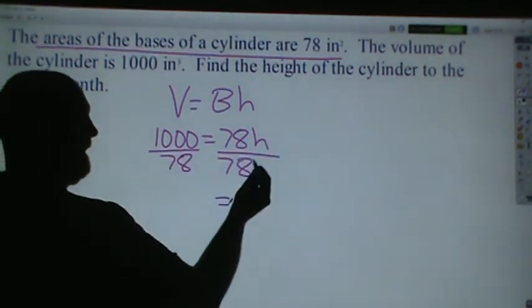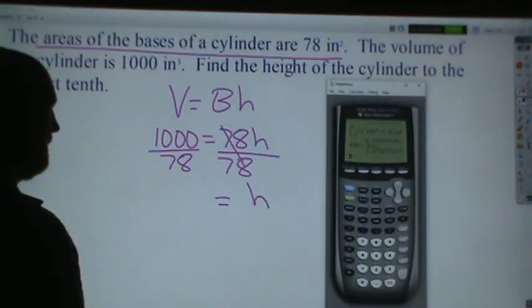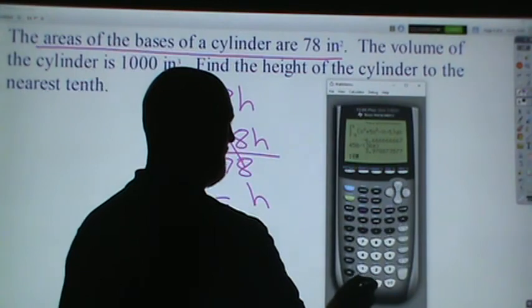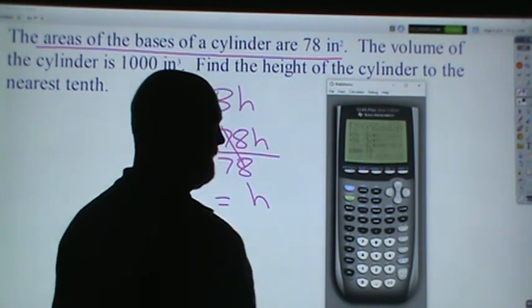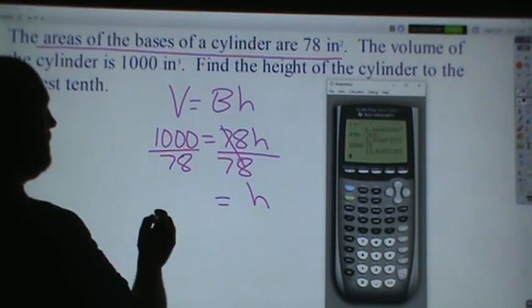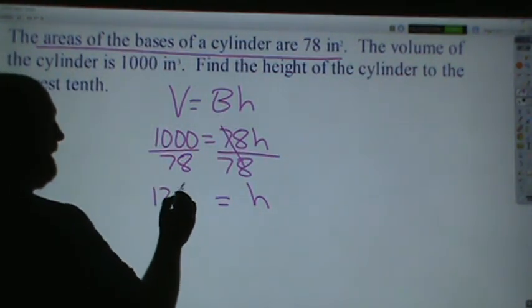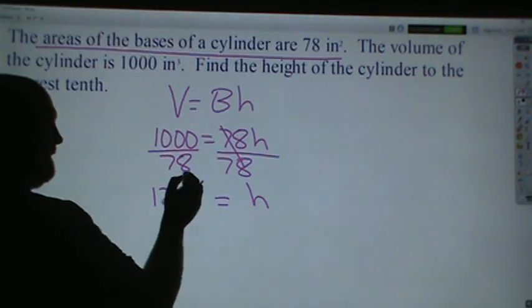When I divide by 78 on both sides, on the right I'm left with my h. I would get out my calculator to do 1,000 divided by 78. And it says round to the nearest tenth, so I'm going to write 12.8. I want to make sure that my unit matches. It says inches, so I'm going to say that this is inches.